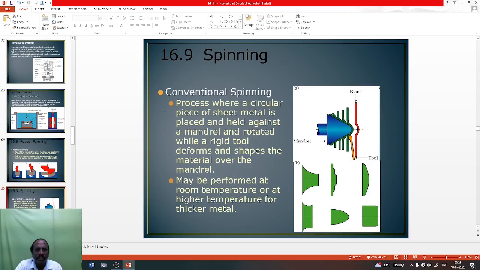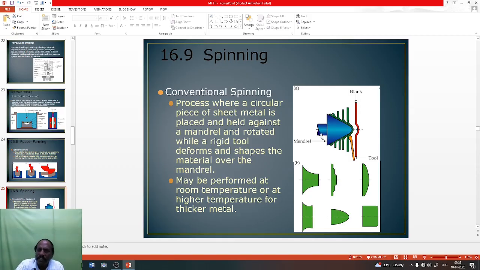And spinning, that is the conventional spinning process, where a circular piece of sheet metal is placed and held against a mandrel and rotated. A rigid tool deforms and shapes the material over the mandrel. It may be performed at room temperature or at a higher temperature for thick materials.